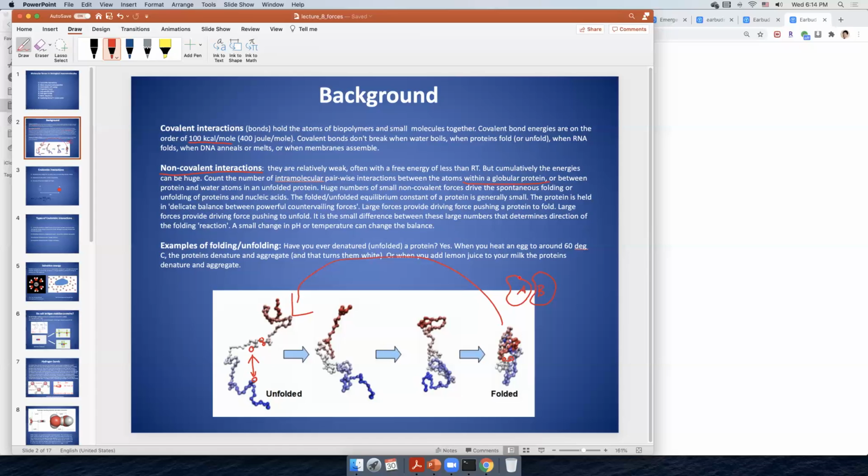So between two proteins, there might be a lot of non-covalent bonds, including some electrostatic forces and van der Waals forces.